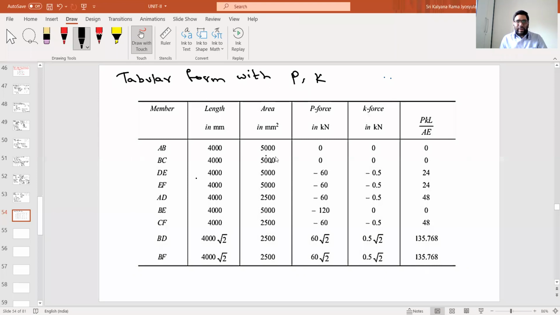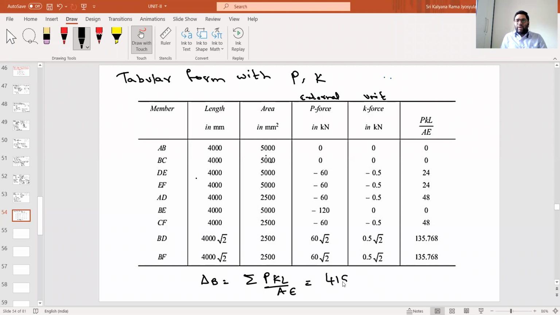The length is known to us, the area is already given, and the forces in kilonewton: this is due to the external load, and this is due to the unit load. So we need PKL by AE. Delta B is equal to sigma PKL by AE. So we need to add all the values.